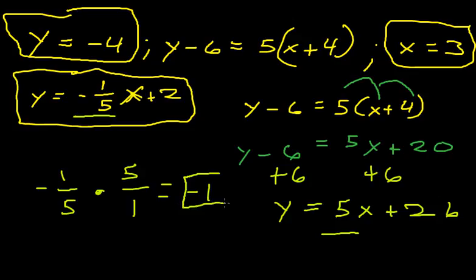Since I have a product of -1, I know that the slopes create a product of -1. Therefore, these equations are perpendicular lines. They create perpendicular lines. Cool stuff.